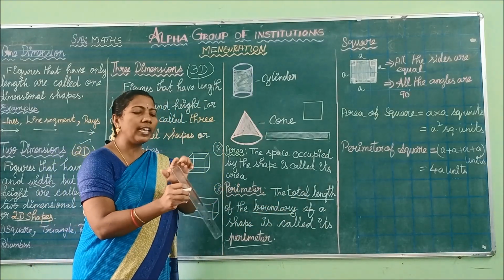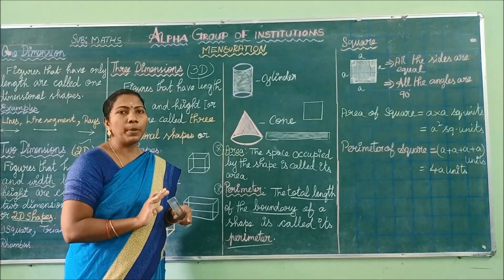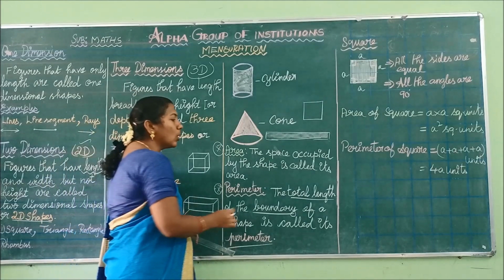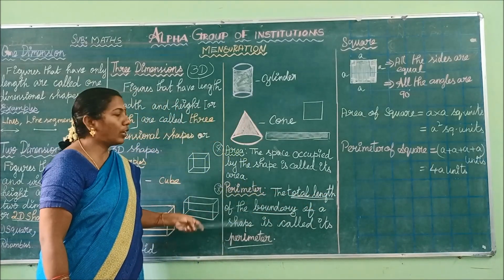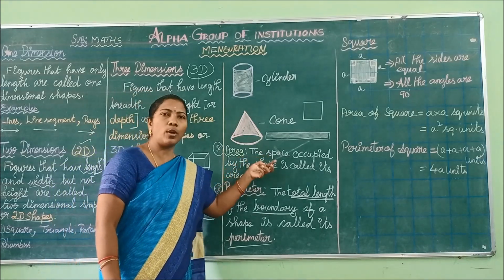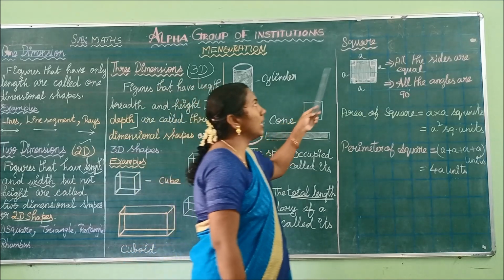If you add the length of each side of the shape, you get its perimeter. So perimeter means the total length of the boundary of a shape. You can easily understand by seeing the form of square and rectangle hereafter. Okay. First we are going to see square.